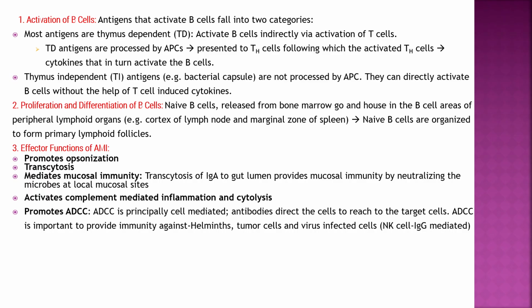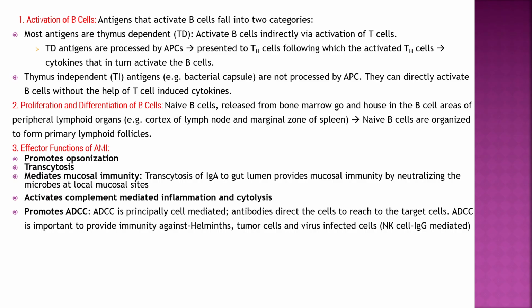Second, proliferation and differentiation of B cells. The new B cells released from the bone marrow go and house in the B cell areas of the peripheral lymph nodes, for example the cortex of the lymph node and the marginal zone of the spleen. The new B cells are organized to form primary lymphoid follicles.